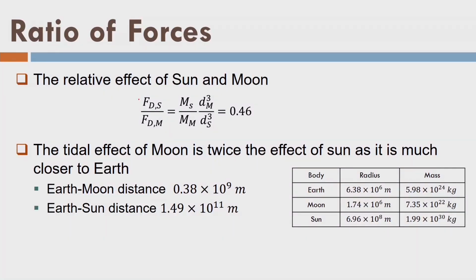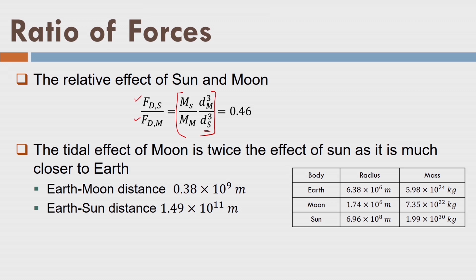So if you take the ratio of the forces, let us say this is the force created by the sun and this is the force or acceleration created by the moon. If you take the ratio, you will get this expression. I can see that the force created by the sun is proportional to the mass of the sun, but inversely proportional to the cube of the distance, and similarly for the moon.